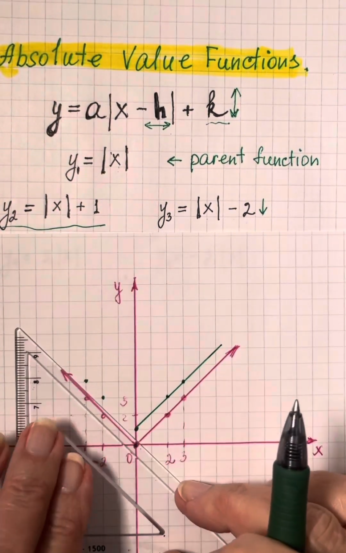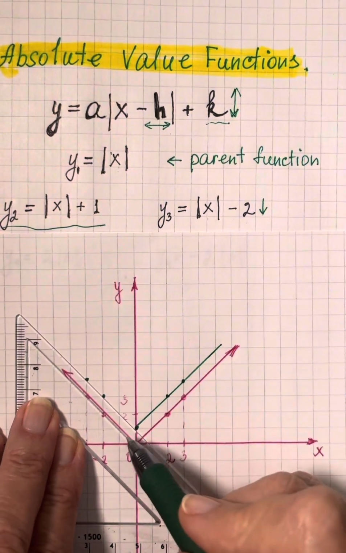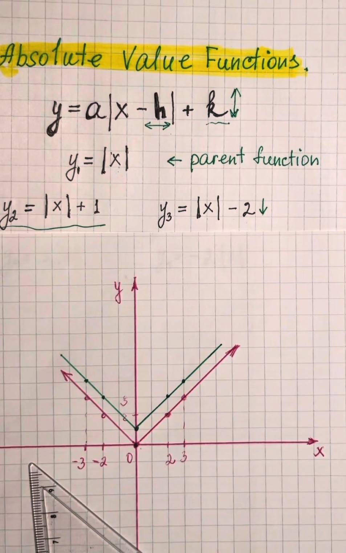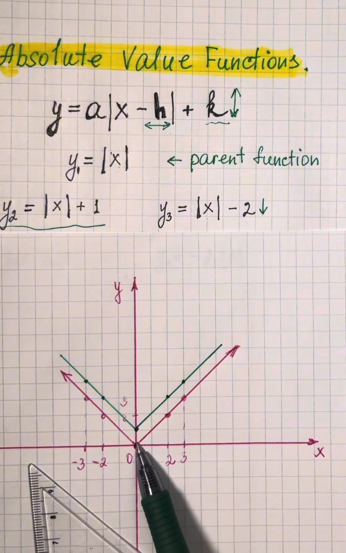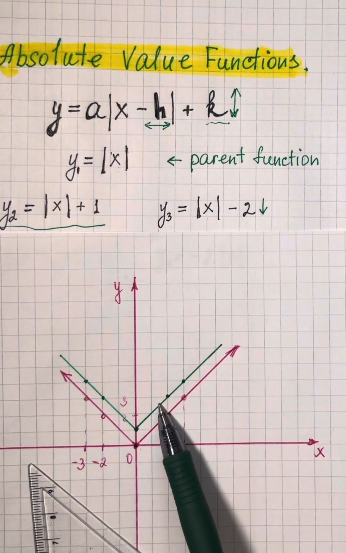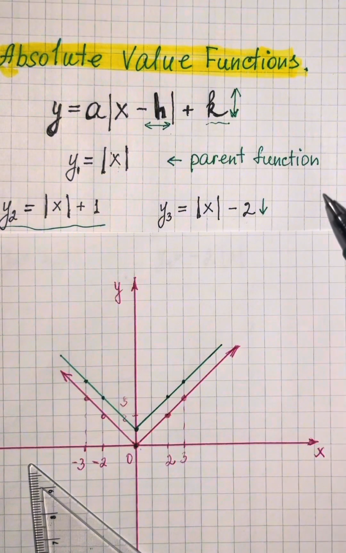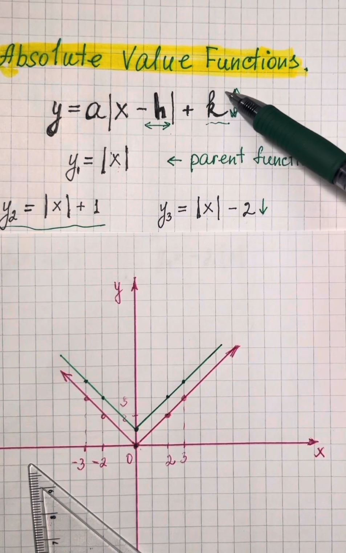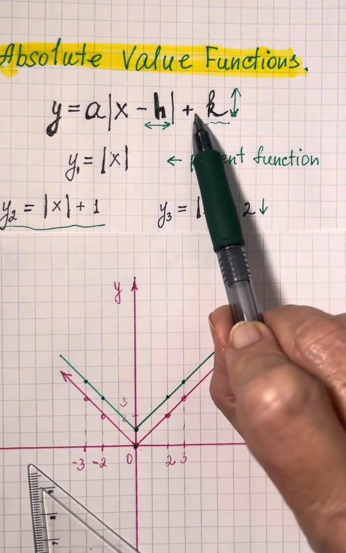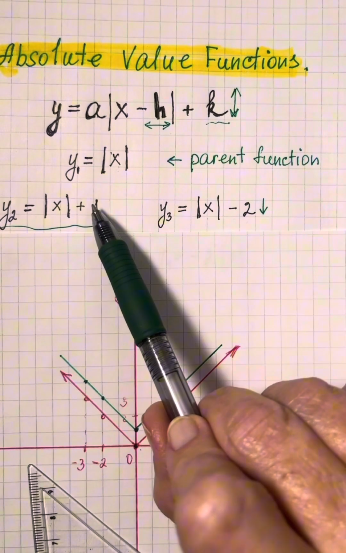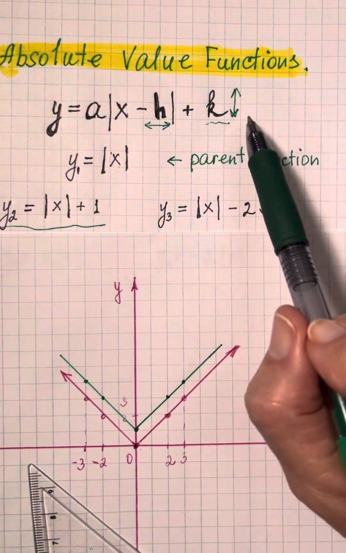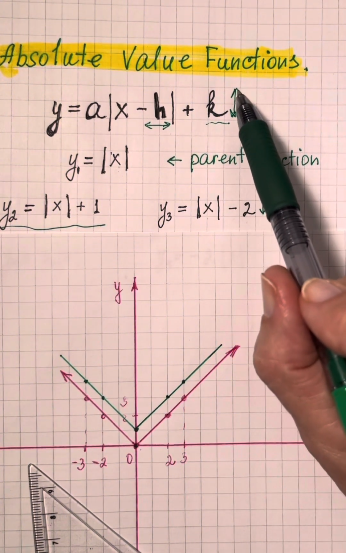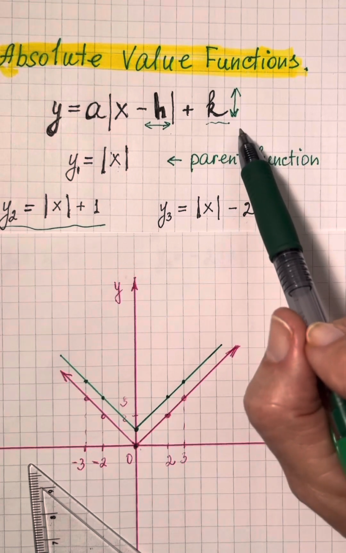all right, we still have this shape. And what we noticed is that, compared with the parent function, this graph is shifted 1 unit up. So let me go back to this formula. When you're adding a number to the absolute value, see? Adding a number actually gives us translation up and down, so vertically.